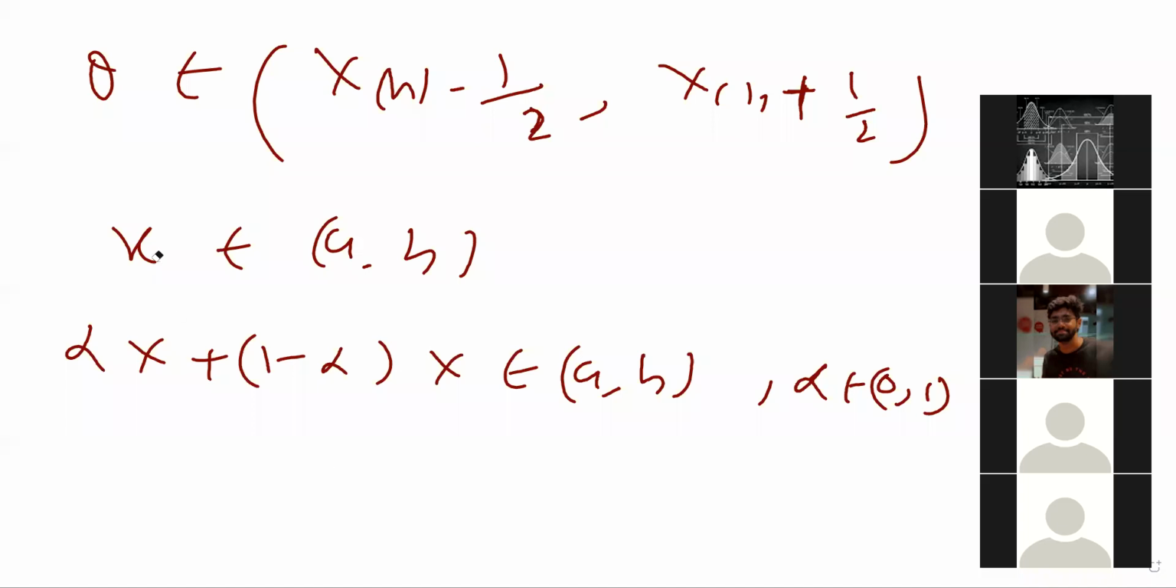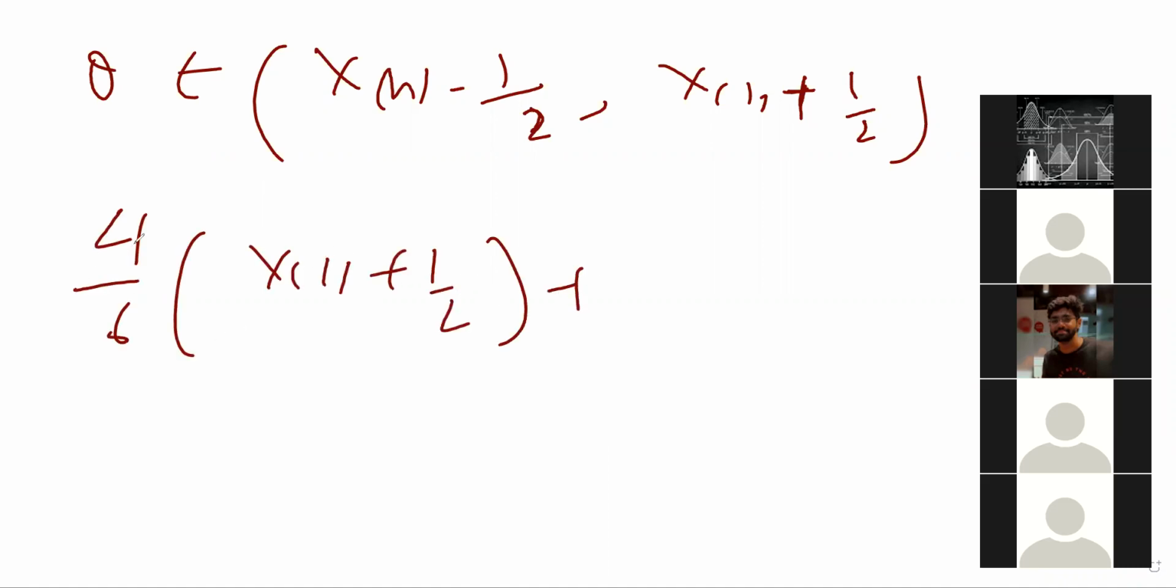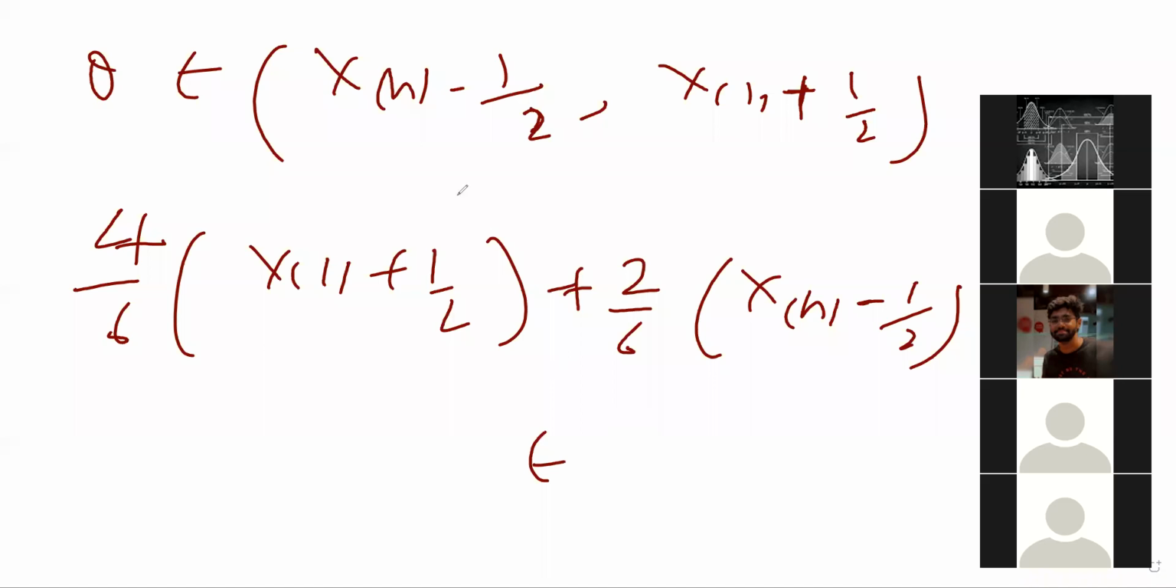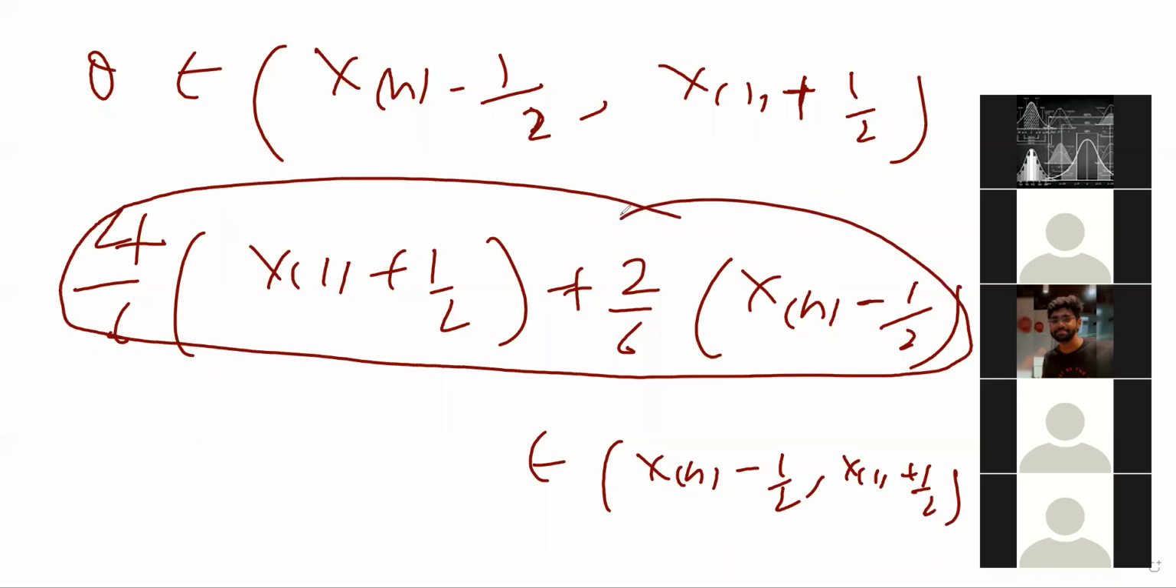So what I am doing here is, in my question, something like 4/6 was written. So I took 4/6 times (x1 + half), where 4/6 is alpha. The remaining 2/6 will be times (xn - half). This will lie between xn - half and x1 + half. Same thing I have repeated. Is it okay until here? Yes, sir. Now just do the mathematical calculation, and what you will get is whatever was there in option 1.